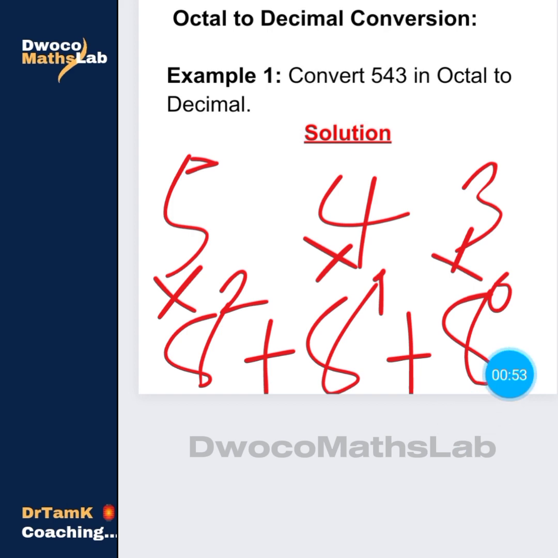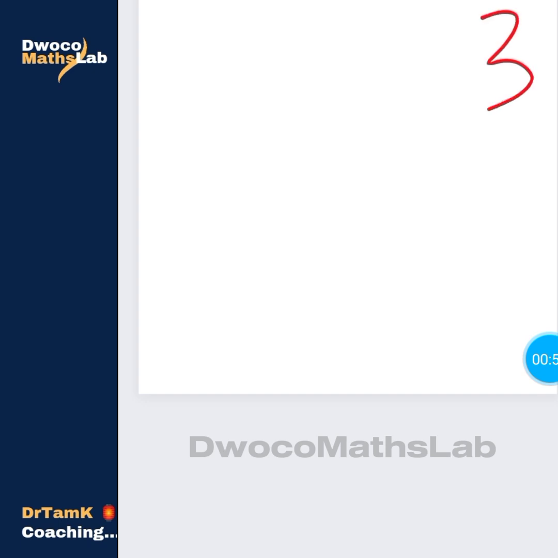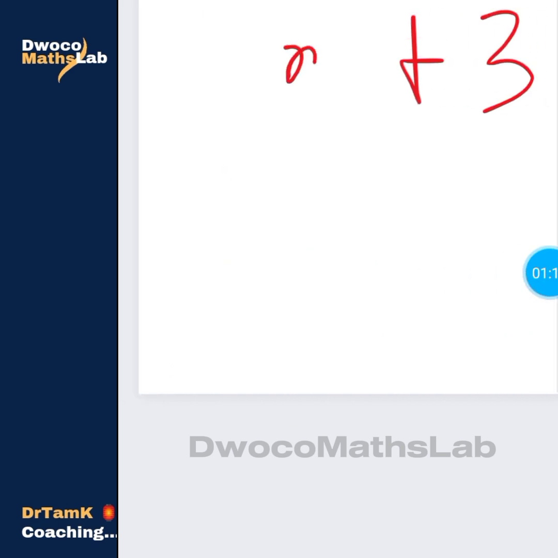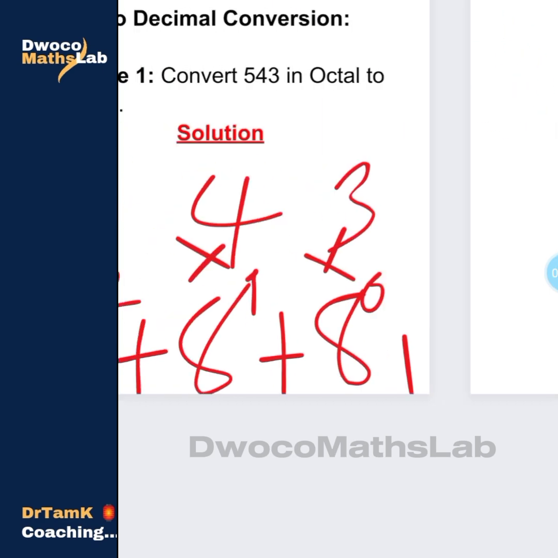Is that clear? So what we're going to do is this: 8 raised to the power of 0 is 1. Then multiply the 3. So that will give us 3. Alright, plus, are you following? 8 raised to the power of 0 is 1. Anything raised to the power of 0 is 1. Multiply the 3, give us the answer. 8 raised to the power of 1 is 8. Times 4, that's going to give us 32. Is that clear? Very good.